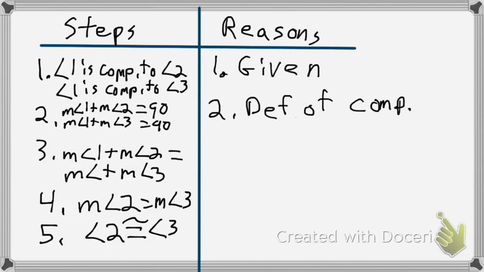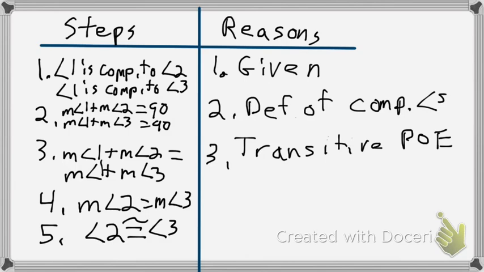So, anyway. Number 3. 1 plus 2 equals 1 plus 3. That's a 1 right there. And the reason we can do that is the transitive property. Our dear friend, the transitive property. I don't know what we'd do without him mathematically.